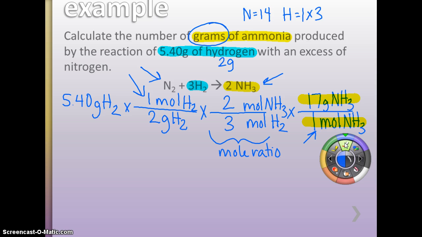So 5.40 divided by 2 times 2 divided by 3 times 17. How many sig figs can you have? You can have 3. 1, 2, 3. So our answer is going to be 30.6 grams of ammonia. Let's try one more.